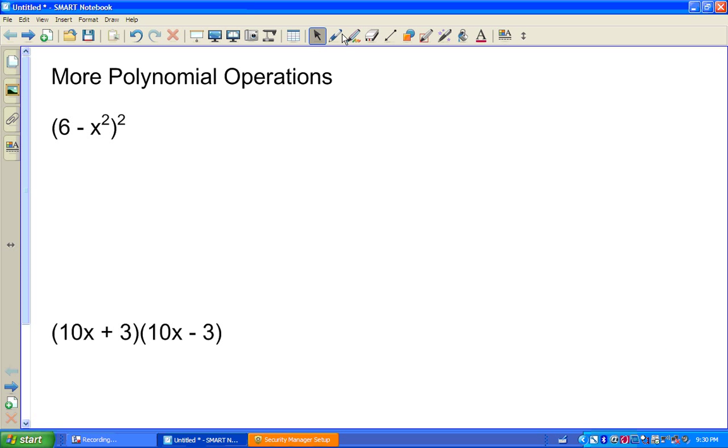Here are a few more simple polynomial operations. We're going to look at this first quantity here, 6 minus x squared, quantity squared. When I say quantity, these parentheses hold it in place. This is simply equal to 6 minus x squared times itself, the whole quantity. That's what the squared over here means.